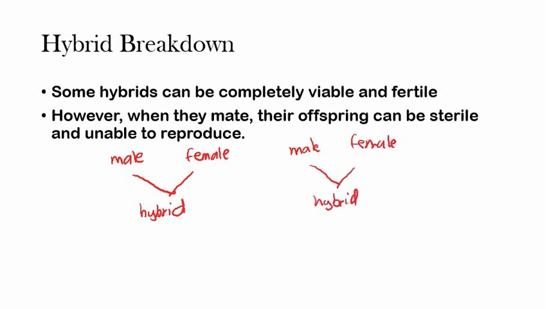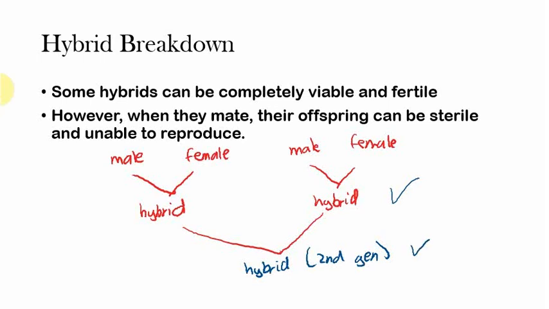And these hybrids mate, and they create, let me write this in different colors so you don't get confused here, they create a hybrid, a second generation hybrid. So these hybrids are completely fine. Okay, so there's no errors. This hybrid is also fine. It's able to live well in the environment.